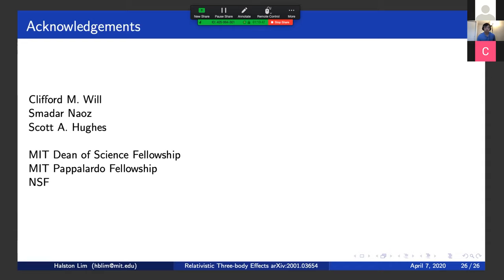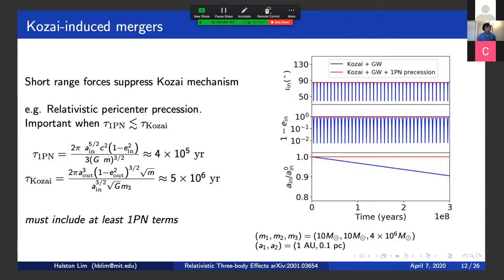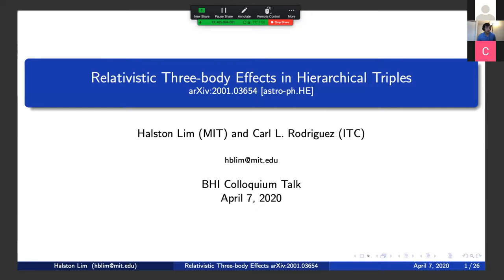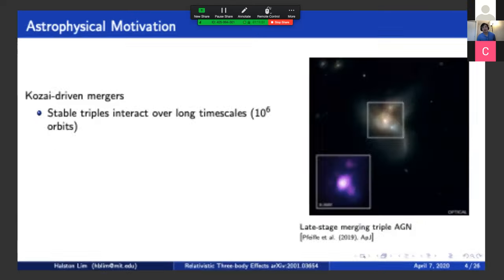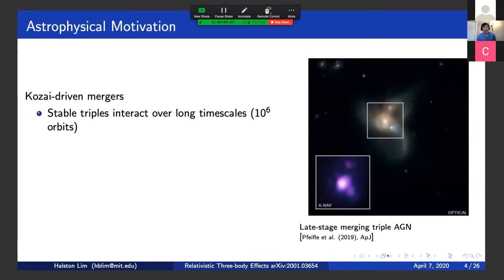Magda? Yeah, hi. Just a remark, really. In one of your first slides, you showed an AGN triple, I believe. I just wanted to make sure that that's not a bound system that has any quasi oscillations. No, yeah. That's a late stage merger. So 1, 2, 3, that's not a hierarchical triple. It's just a triple. Okay, cool. Yeah, it's a cool system anyway.